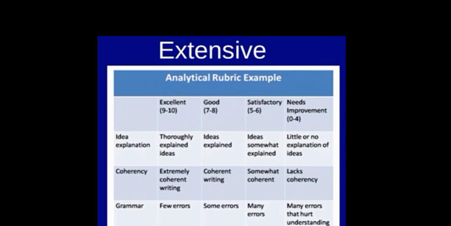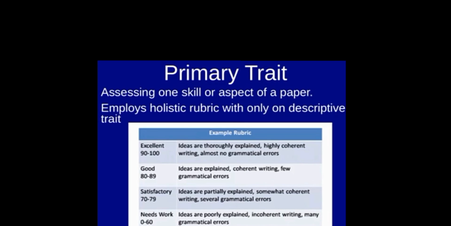Again, I recommend holistic rubrics for summative, end of semester type assessments when you don't really need to provide feedback. You just want to get it done so you can submit grades. Analytical rubrics, on the other hand, are great to be used throughout the semester to help the student get an idea of how they can improve and what they need to do. The last one, and this is not as commonly used, is called a primary trait.